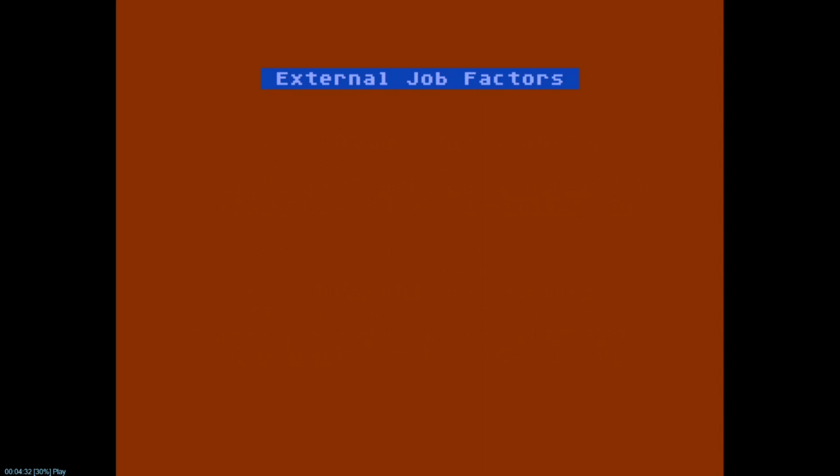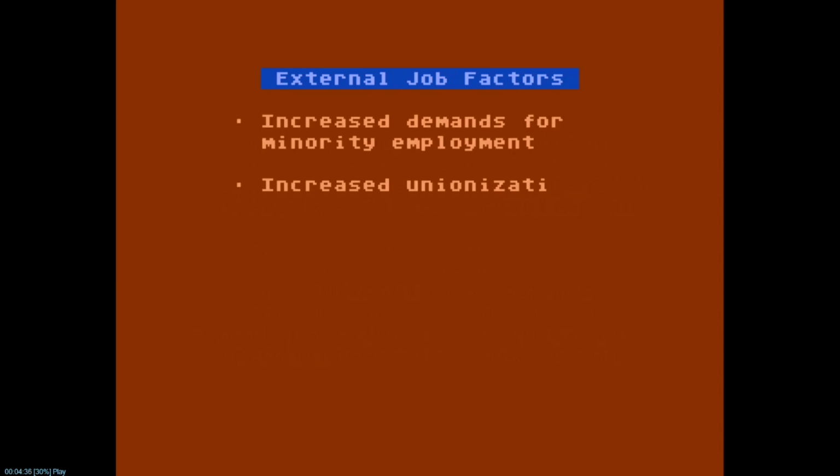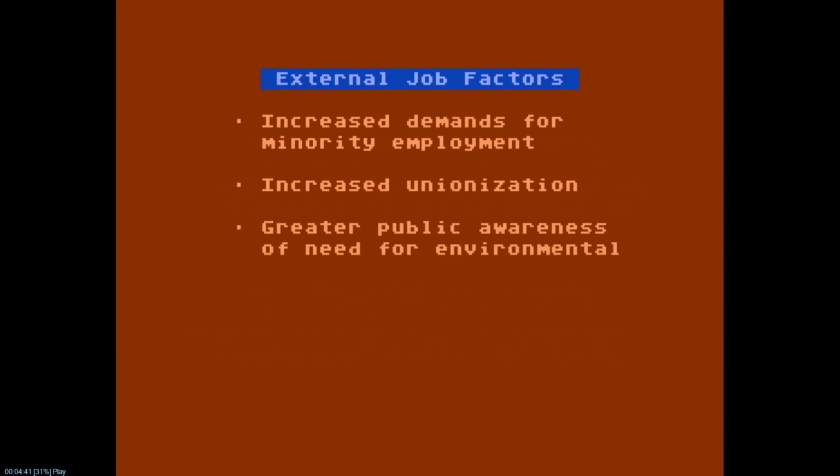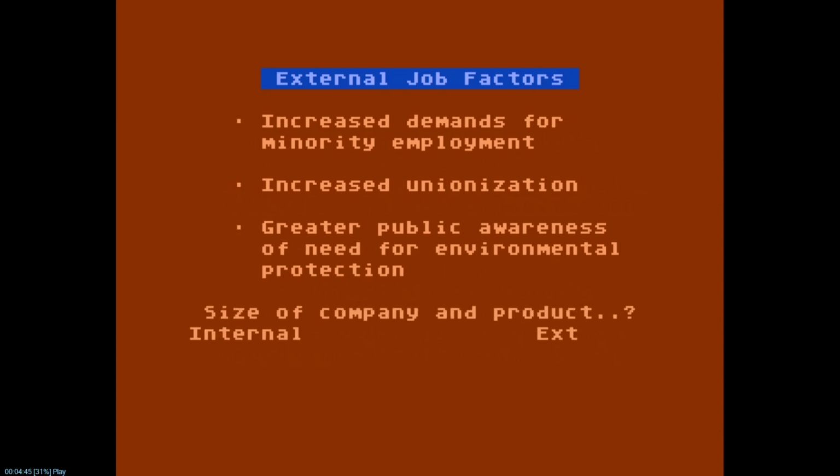Some common external job factors are increased demands for minority employment, increased rate of unionization of the workforce, and greater public awareness of the need for environmental protection. What kind of job factors would you consider the size of the company and its product?